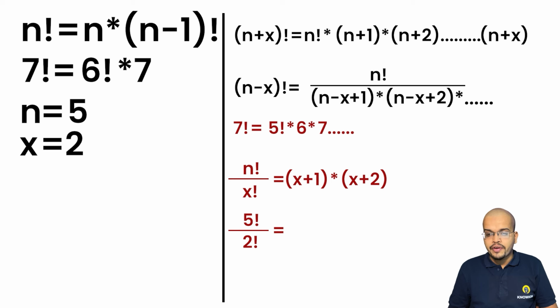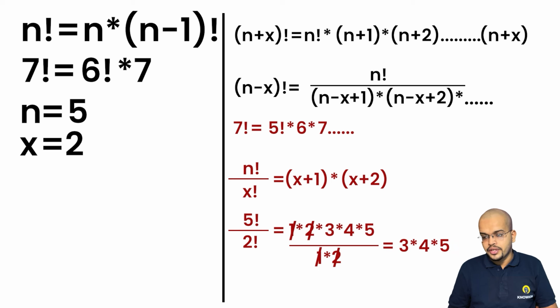Okay. So what is 5 factorial? 1 into 2 into 3 into 4 into 5. So this is 5 factorial. 1, 2, 3, 4, 5 divided by 2 factorial, 1 into 2. So let me cancel 1 here and 2 here and 2 here. The answer will be 3 into 4 into 5.